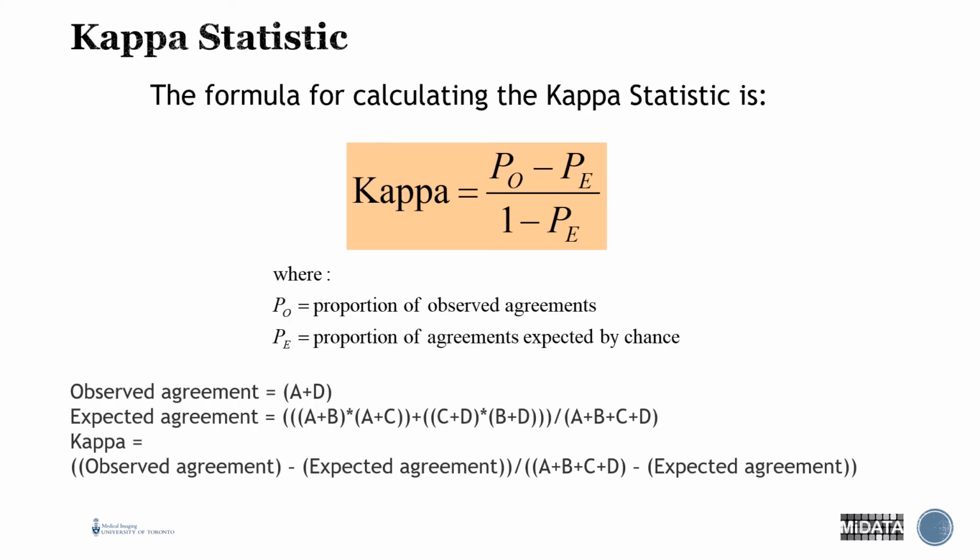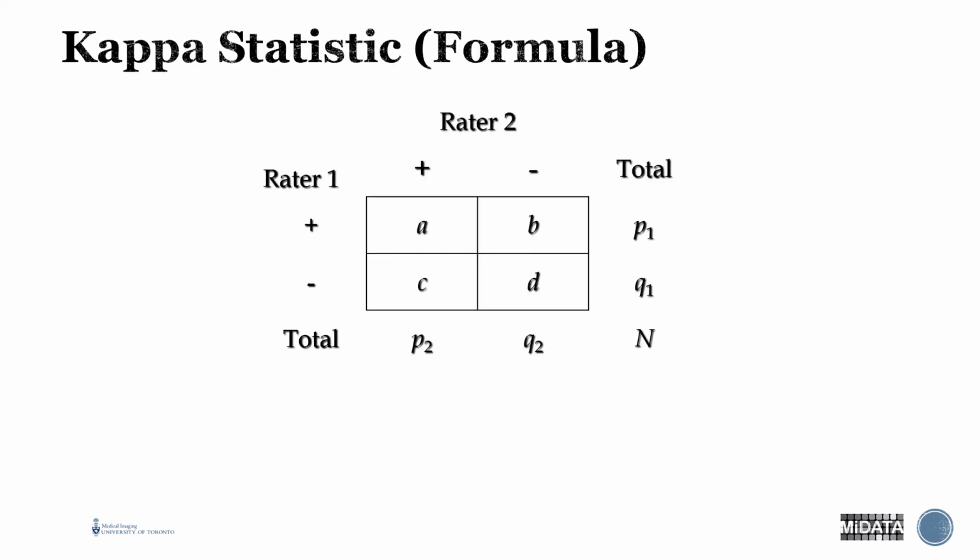The formula for calculating the Kappa statistic is simply the proportion of observed agreements minus the proportion of agreements expected by chance divided by 1 minus the proportion of agreements expected by chance. And what I've put under here is just a hand calculation using the counts from your cells from the contingency table. And there's actually a few ways you can do this calculation, and I'm going to show you an example in the next slide.